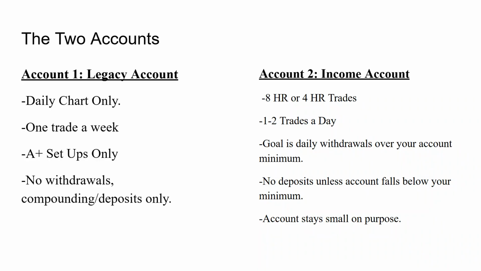Anything above your minimum, that's yours. So let's say you have a $200 account and you end the day with $350, you pull out the 150 and you start back over with 200 bucks. That's how it will go. Straight income stays at the minimum. And they're separated. All right, so here are some benefits to that.